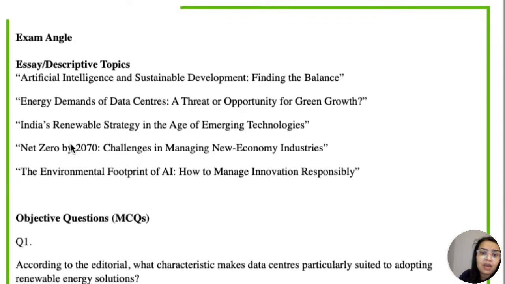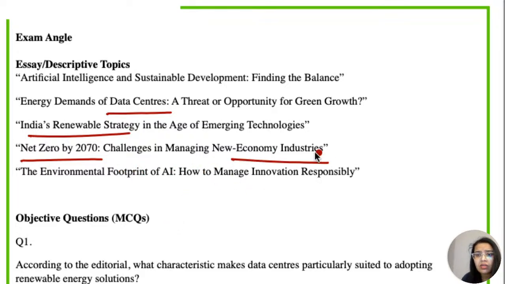So AI and sustainable development, energy demands of data centers, AI data centers, renewable strategy, India's renewable strategy. You can talk about how people are again buying the lands and all and preparing for more use of renewable strategy. Net zero by 2070 hot topic. A lot can come in this. Challenges in managing new economy industry, one of them being AI. Environmental footprint of AI. This is again, if you have read some content like this, then only you will be able to write. And it is very interesting and easy to follow. So you can prepare for that.